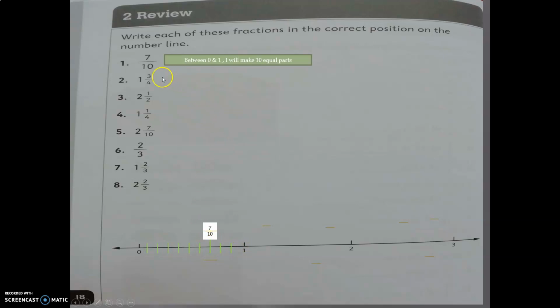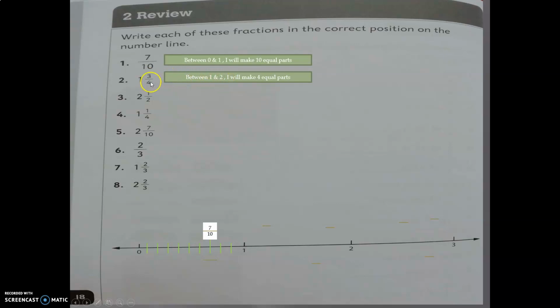Okay, next we have a mixed number, 1 and 3 over 4. The 1 means we already finished 1 and we are moving to 1 and something. So 1 and 3 over 4 is bigger than 1, so it will be between 1 and 2. The mixed number 1 and 3 over 4 will be between 1 and 2.